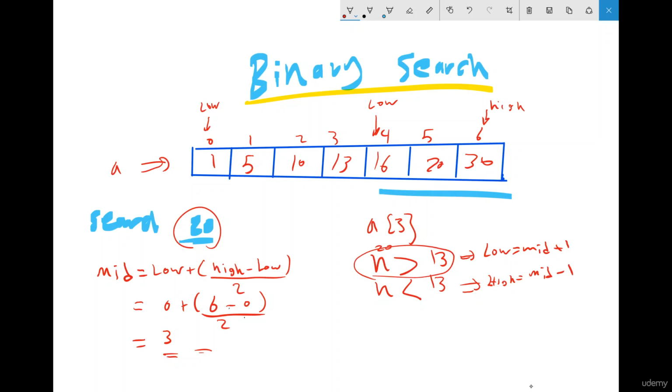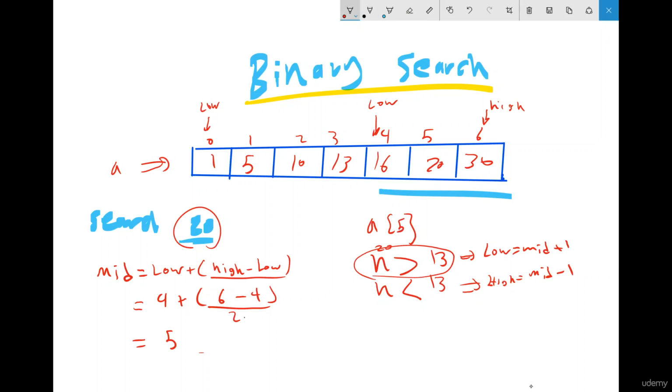Now I have low and high, so let me calculate a new mid. How do you find the mid now? The low is 4 plus (the high 6 minus 4) over 2. 6 minus 4 is 2, 2 over 2 is 1, so 4 plus 1 is 5. Now you are looking at the element A[5]. How much is A[5]?